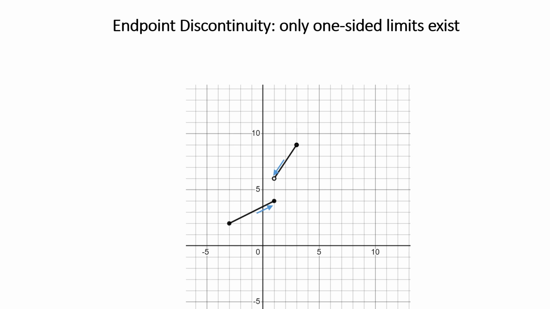Notice that at x equals 1 right here, from the left it approaches 4, but it doesn't exist from the right because that hole means it doesn't exist. And you might see that sometimes written as DNE, does not exist.